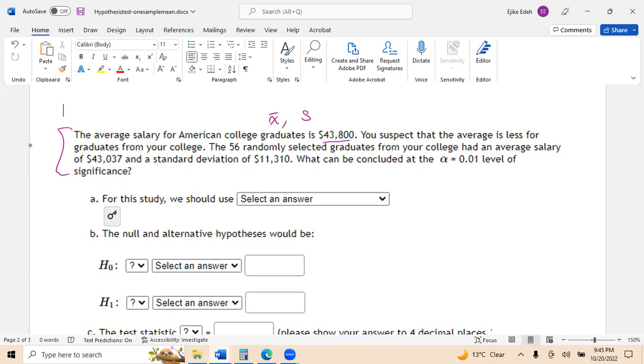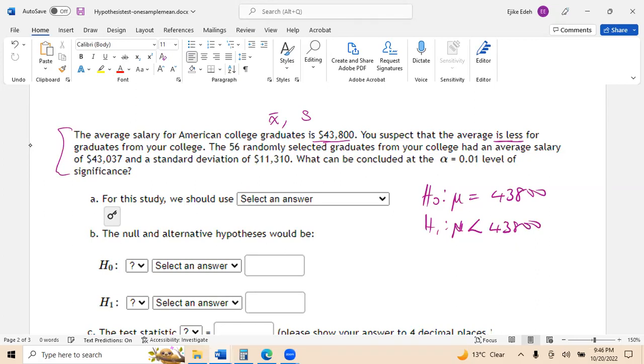You suspect that that average is less. So this is the hypothesis that it is 43,800, and the question is that it may be less. So from this first statement, you can get your hypothesis. The null hypothesis here will be that the average salary is 43,800, right? And the alternative, of course, will be that you are suspecting that it is less than that amount.